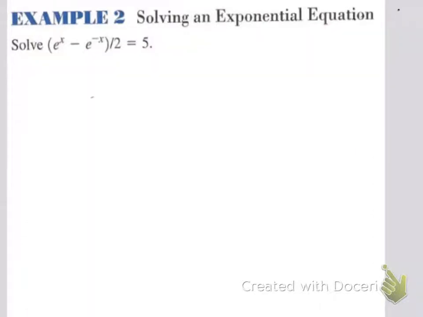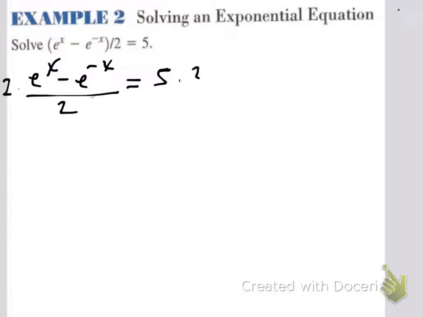Okay, in example 2 here, again we're solving another exponential equation, and this is probably going to be the hardest one of the 4 that we're going to be doing. And so we're going to write e to the x minus e to the negative x over 2, and that equals 5. And then let's multiply both sides by 2 to get the 2 out of the denominator. So we're going to have e to the x minus e to the negative x equaling 10.